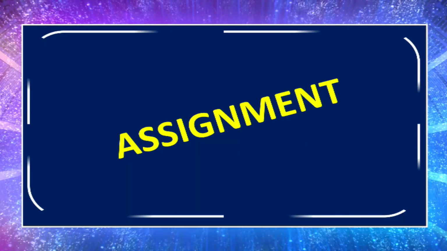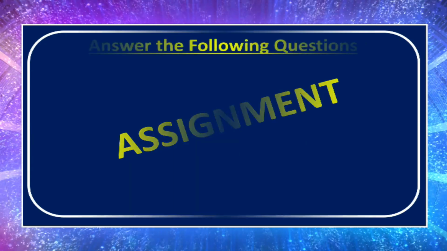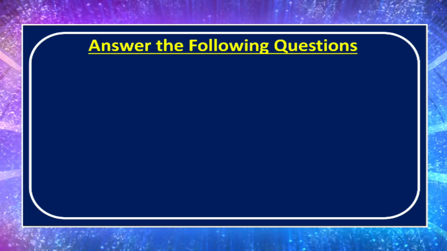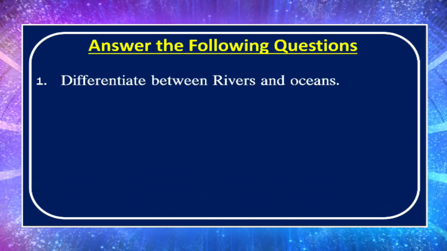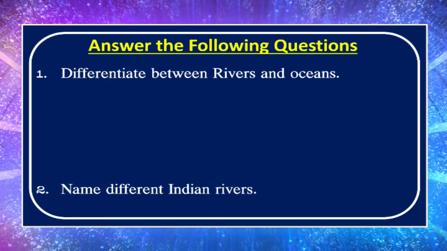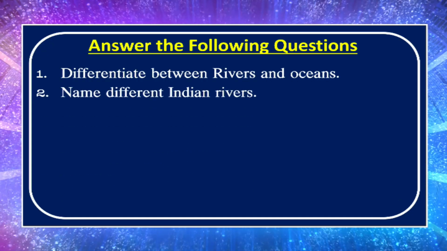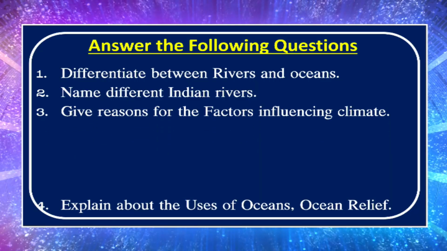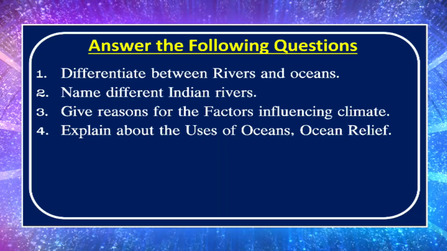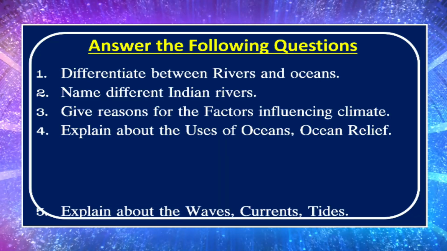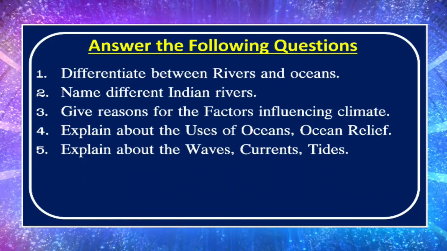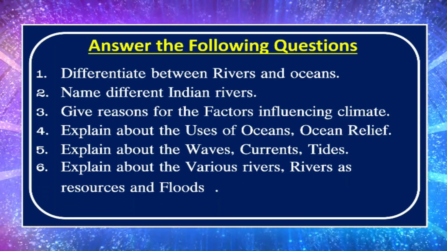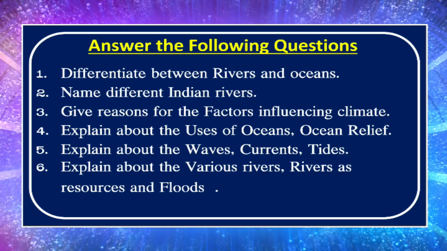So based upon today's session, children, here comes your assignment. I am going to give you some questions. Please note down the questions in your notebooks. You have to differentiate between rivers and oceans. You have to name different Indian rivers. You have to give reasons for the factors influencing climate. You have to explain the uses of the ocean and ocean relief. You have to explain waves, currents and tides. And you have to explain the various rivers, rivers as resources and floods.